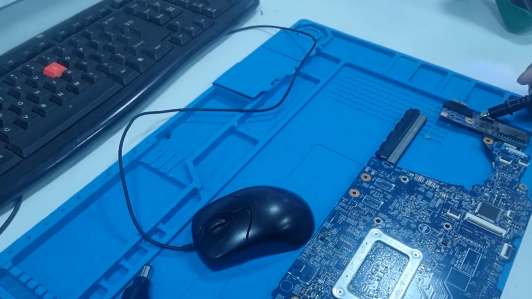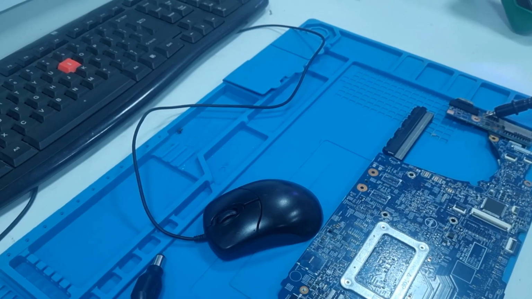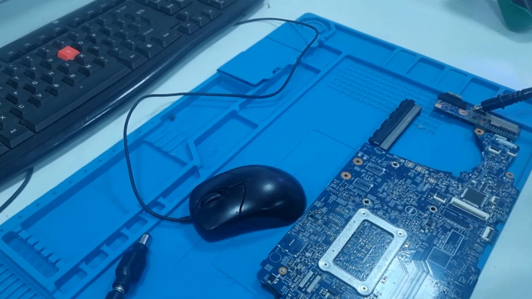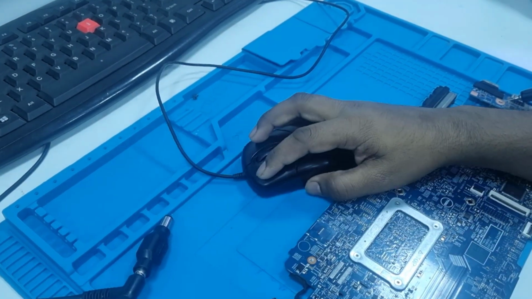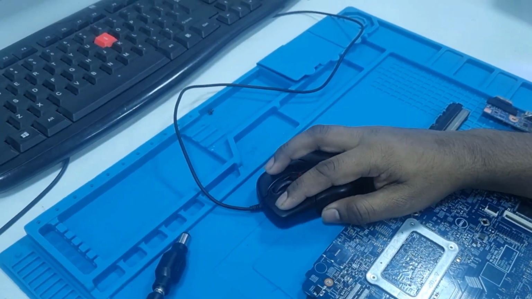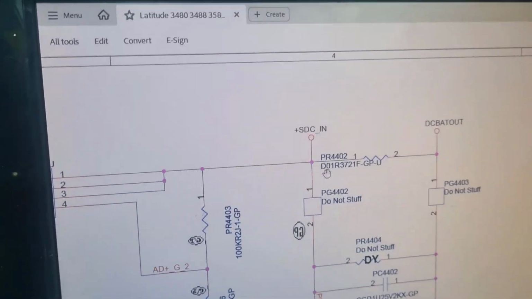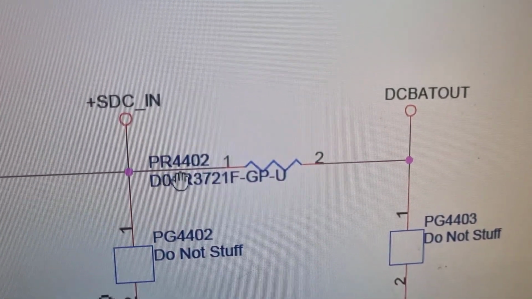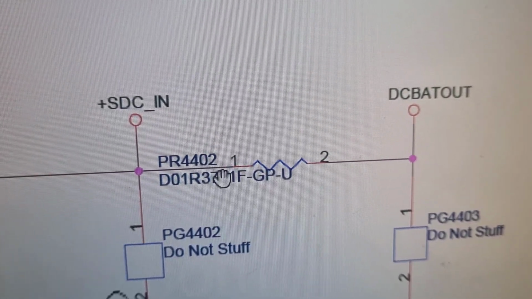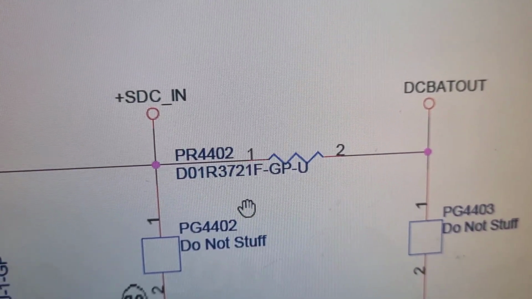So what to do, we have to first check how much resistance is showing on the current sensing resistor. So we open a schematic diagram. Here is my current sensing resistor. The location is PR4402, and this is my current sensing resistor.